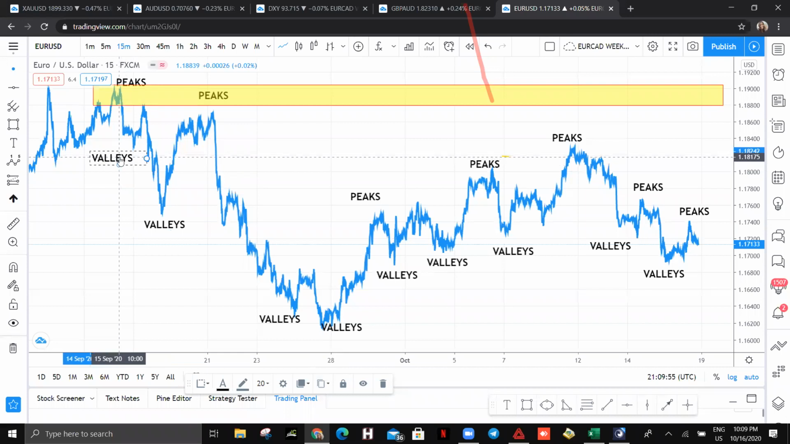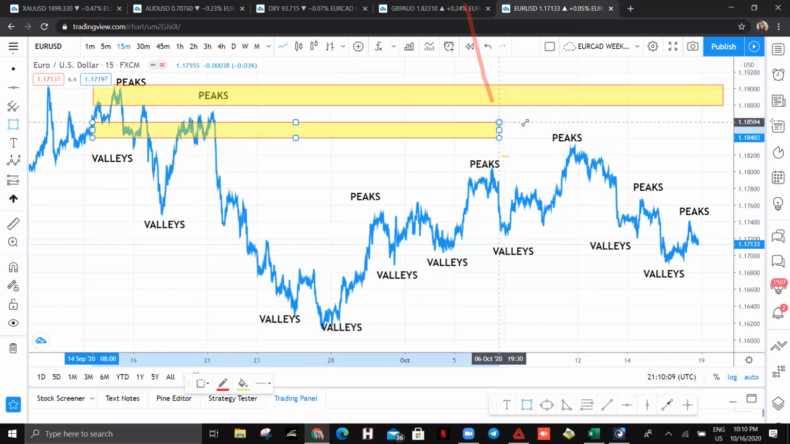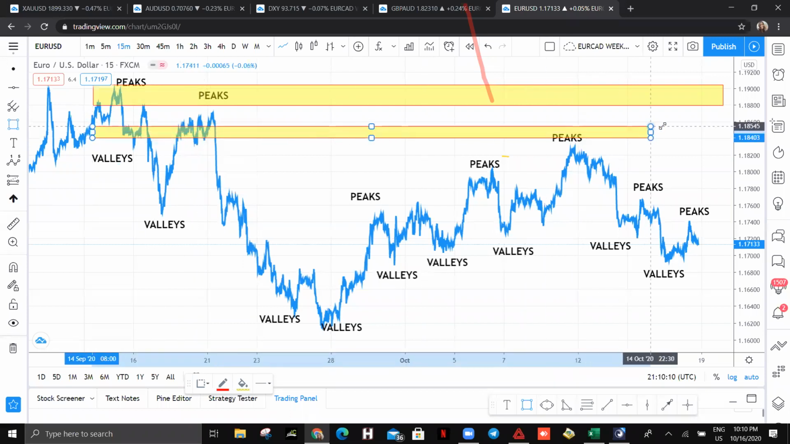This is another valley here. You can see what price did here. To identify another valley, the end of the retest from here to here, you can see what I did. Please follow me very attentively.